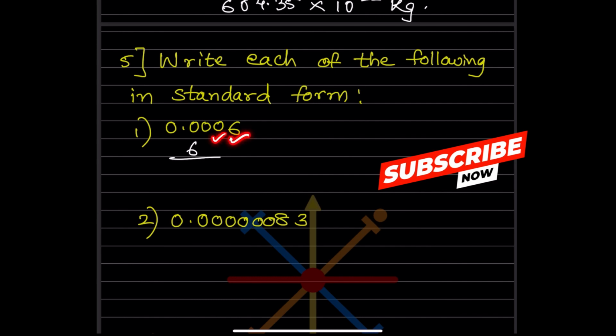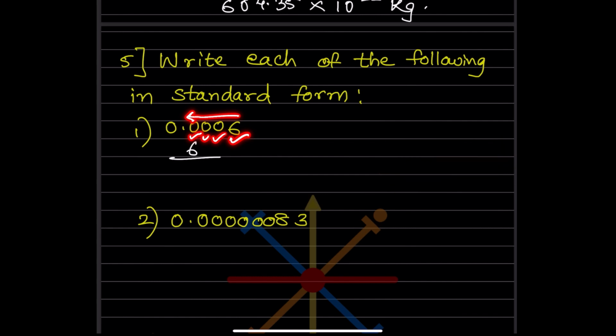1, 2, 3, and 4. After 4, if you go backwards, after 4 we have the decimal. So we can also divide this as 1, 2, 3, 4. And that can be written as 6 divided by 10 raised to 4. And the same thing can be written, when we take this 10 raised to 4 in the numerator, that will be negative 4. So that should be 6 into 10 raised to minus 4.